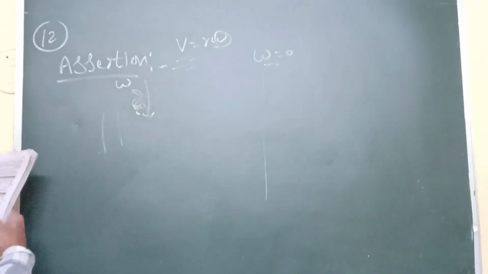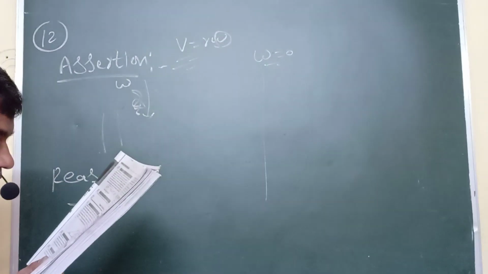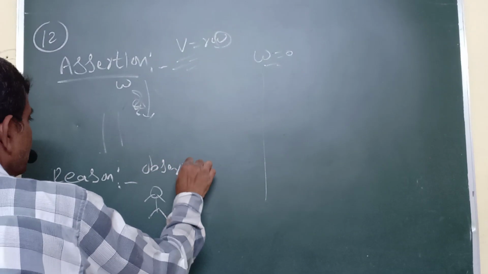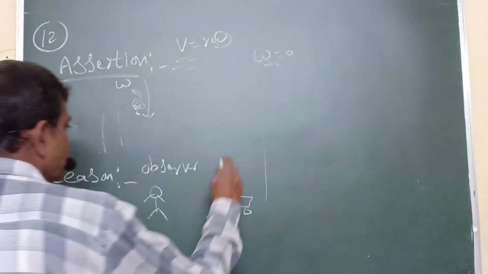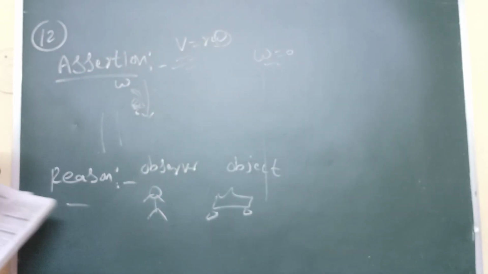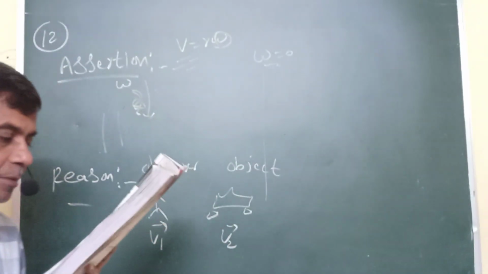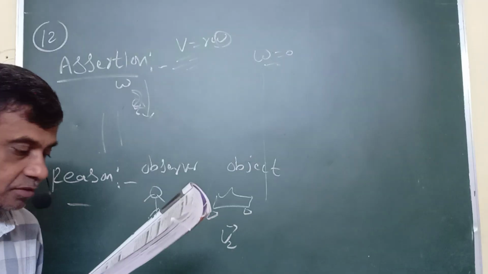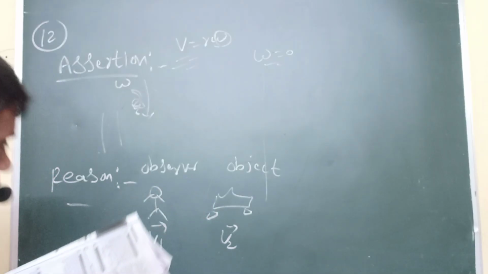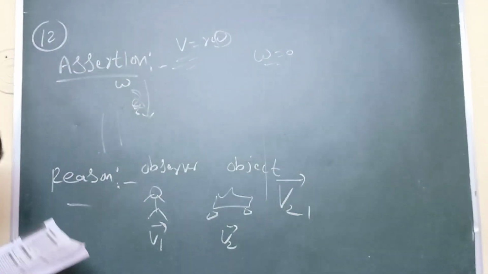Next, the reason. So what is the reason? If the observer and the object are moving with velocities v1 and v2, here is one observer, and this object, I am taking one car. If the observer and object are moving with velocities v1 and v2 respectively, with reference to the laboratory frame, inertial frame, earth or laboratory frame, the velocity of the object v2 with respect to observer 1 is v21, which is v2 minus v1.